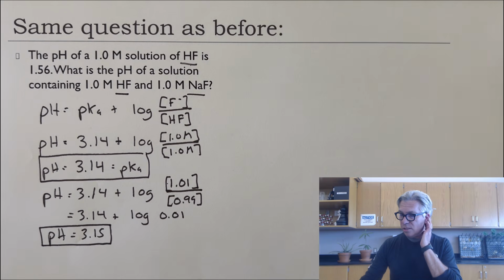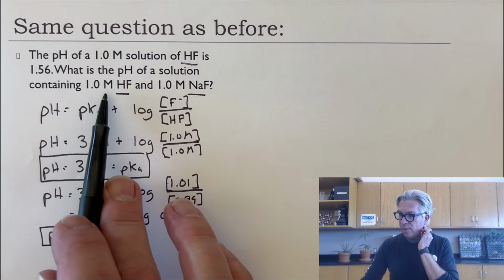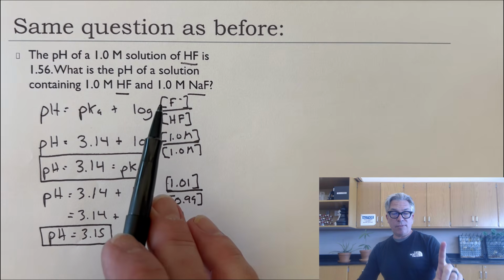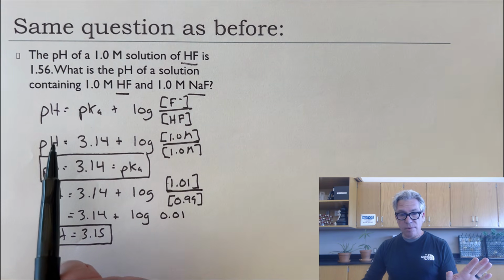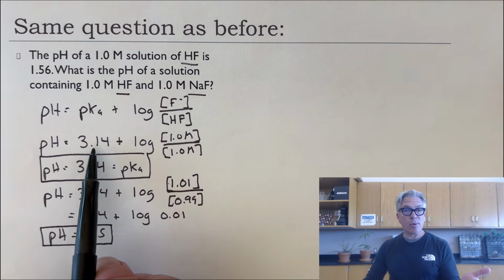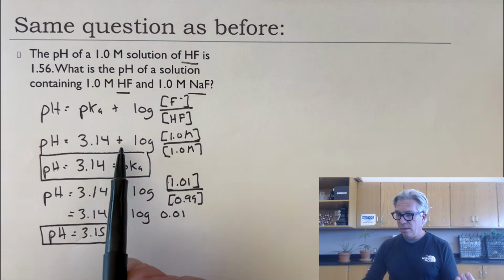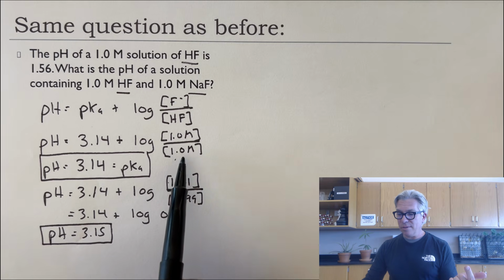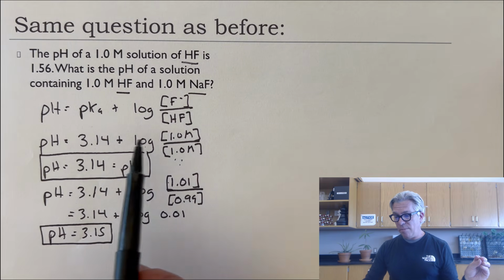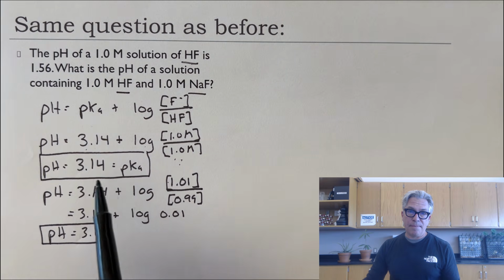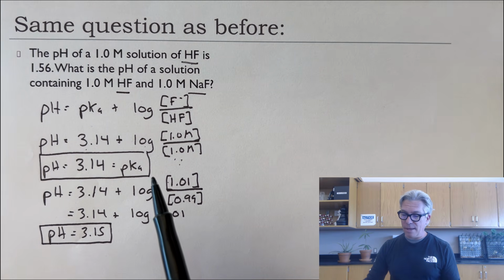Okay? What's the pH of a solution containing 1 molar HF and 1 molar NaF? If you recognize this as a buffer, and hopefully you do, you can say, oh, all right, I know it's a buffer, so the pH equals the pKa, 3.14, plus the log of the ratio of both of those. And if you have an equal amount, regardless of molarity, the ratio is 1, the log of 1 is 0, and you end up with pKa plus 0, which is the pKa. Kind of convenient. I really like that.